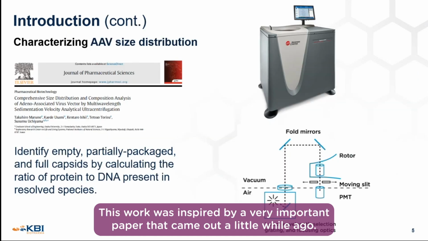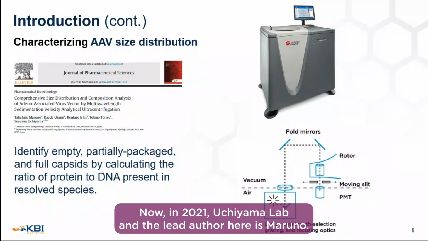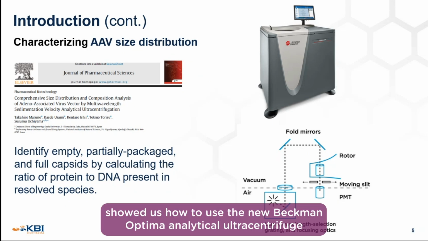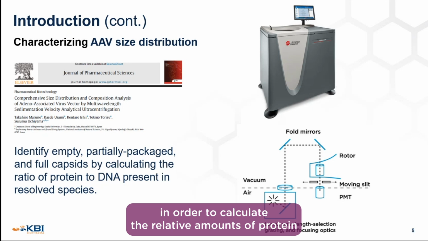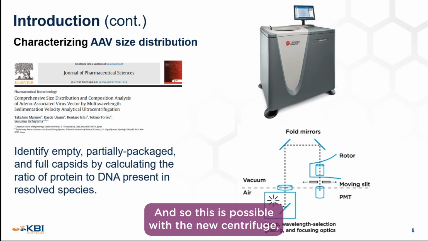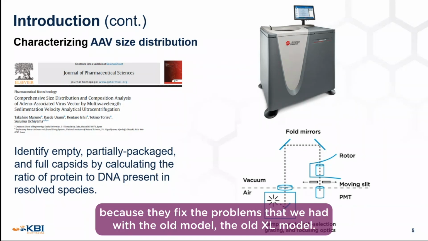This work was inspired by a very important paper that came out a little while ago now, in 2021, by the UC lab. The lead author here is Maruno. In this paper, they showed us how to use the new Beckman Optima analytical ultracentrifuge in order to calculate the relative amounts of protein and nucleic acid that are present in these AAV samples. This is possible with the new centrifuge because they fixed the problems that we had with the old models, the old XL model.